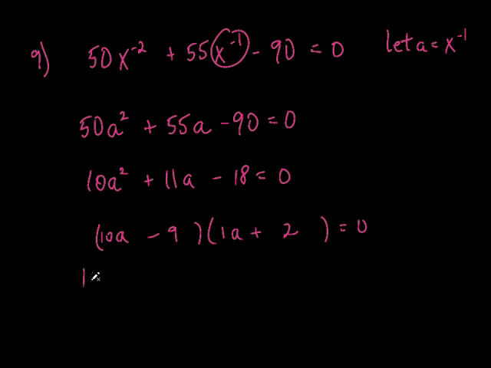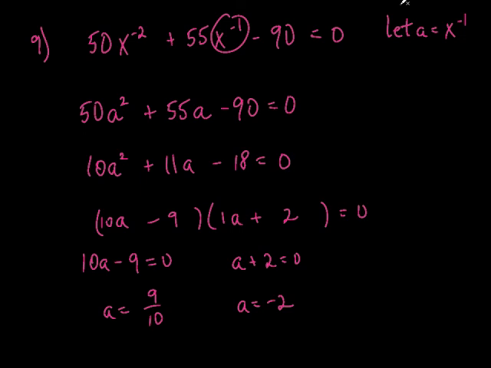So, what do we do now once we figure that out? Set them equal to 0, right? And so add 9 to both sides and divide by 10. So a is equal to 9 over 10. And then just subtract 2 from both sides. So a is negative 2.